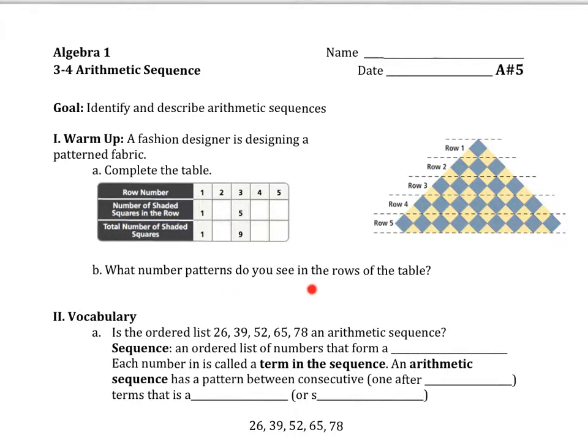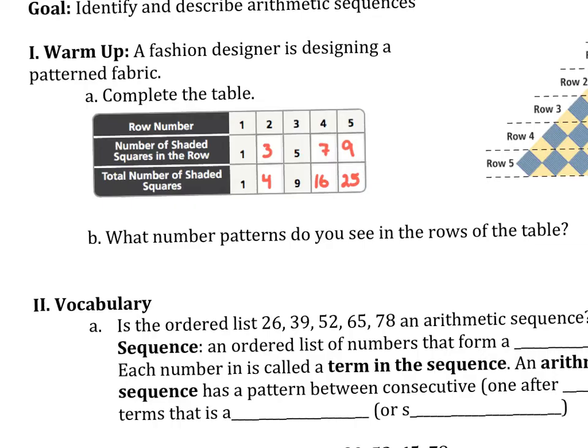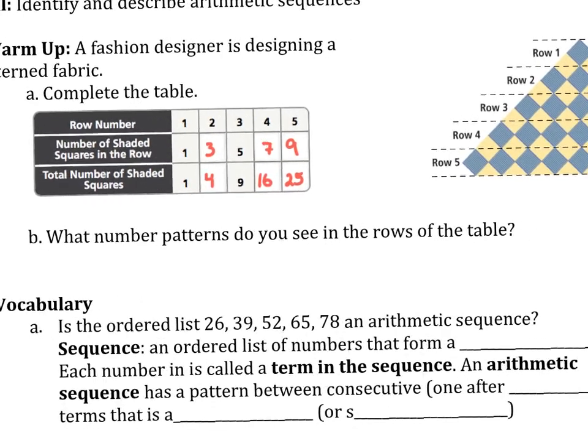And what patterns do you notice? What patterns do you see from the row number to the shaded, and then the row number maybe to the total number? So take a moment and do that. So check your answers here as we count them up.